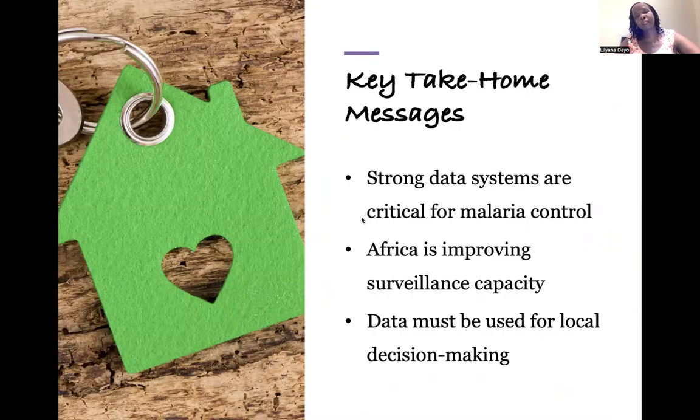The key take-home message for today is that strong data systems are critical for malaria control. Also important to note that Africa is improving steadily with regards to surveillance capacity, and data must always be used for decision-making at whatever level.